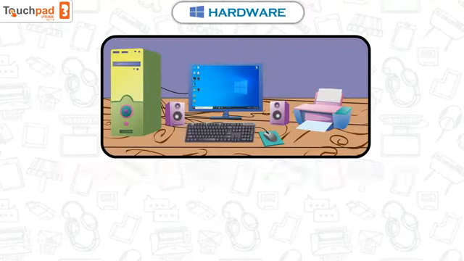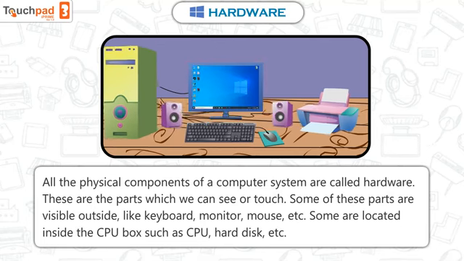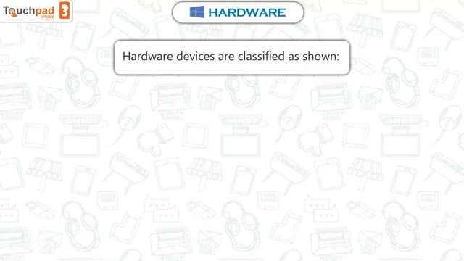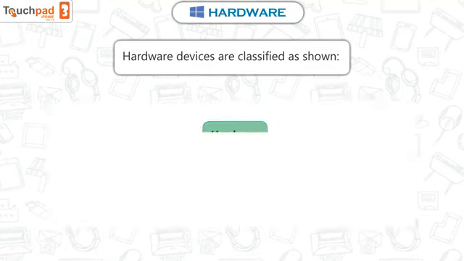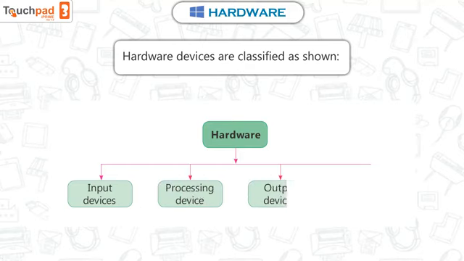Hardware. All the physical components of a computer system are called hardware. These are the parts which we can see or touch. Some of these parts are visible outside, like keyboard, monitor, mouse, etc. Some are located inside the CPU box, such as CPU, hard disk, etc. Hardware devices are classified as shown: input devices, processing device, output devices, storage devices.